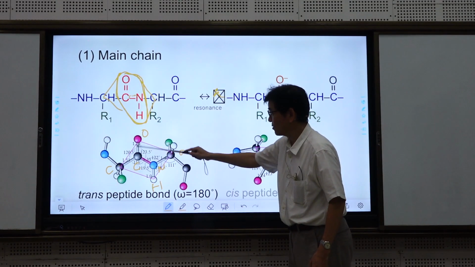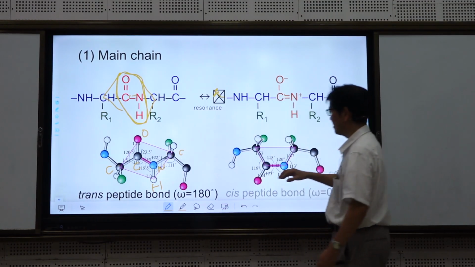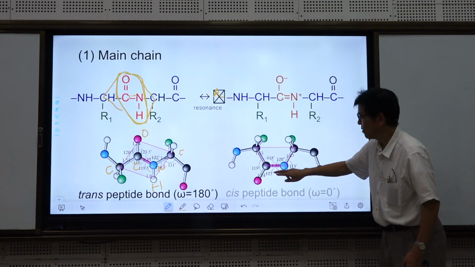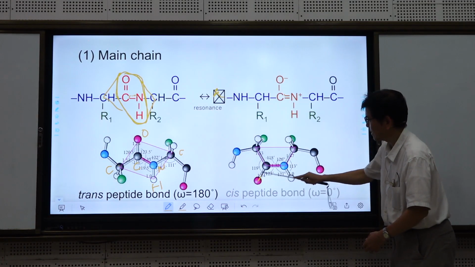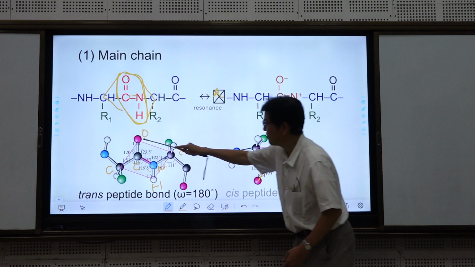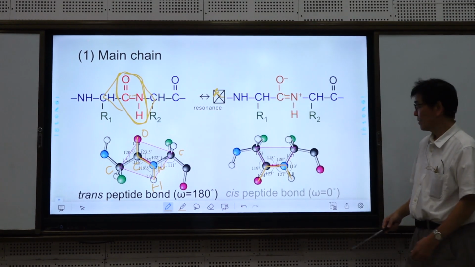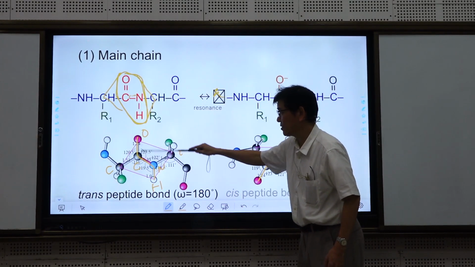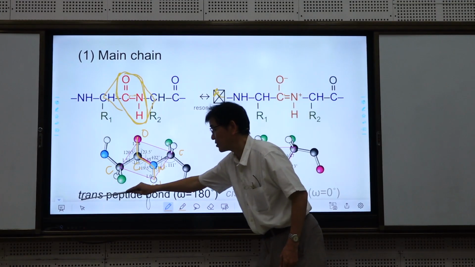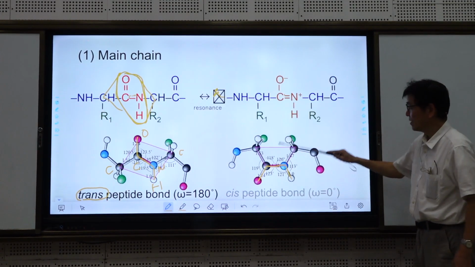Sometimes this O, C, and H is rotated to form O, C, and H. Okay. So this is the transposition. O, C, and H is the transposition. So this is called the trans peptide bond.